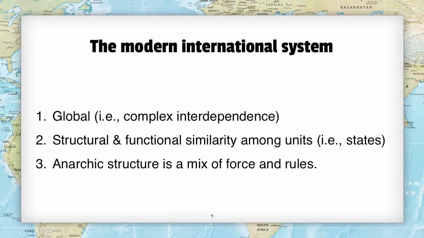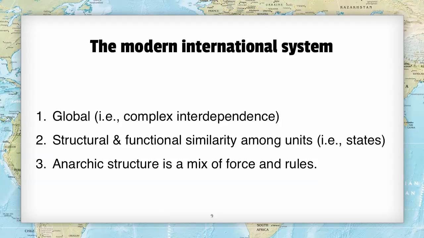The second, again, looking at structural and functional similarity among units, is this notion that over time, the units all become roughly the same structurally and functionally, and that is this idea that today states are the key actor. That may change. It certainly wasn't the case in the past, but that's where it is now.